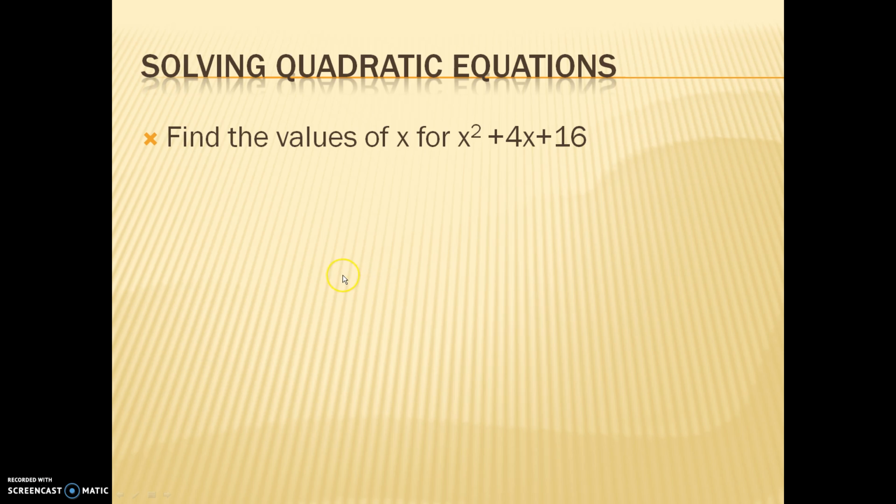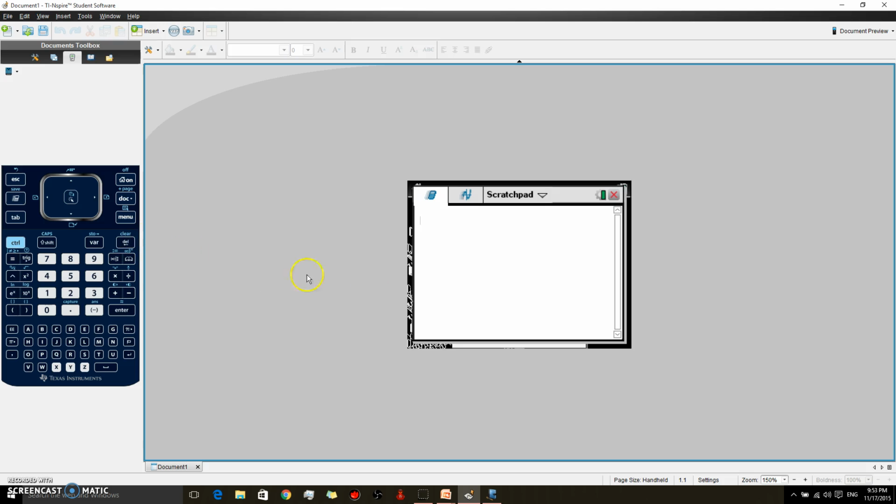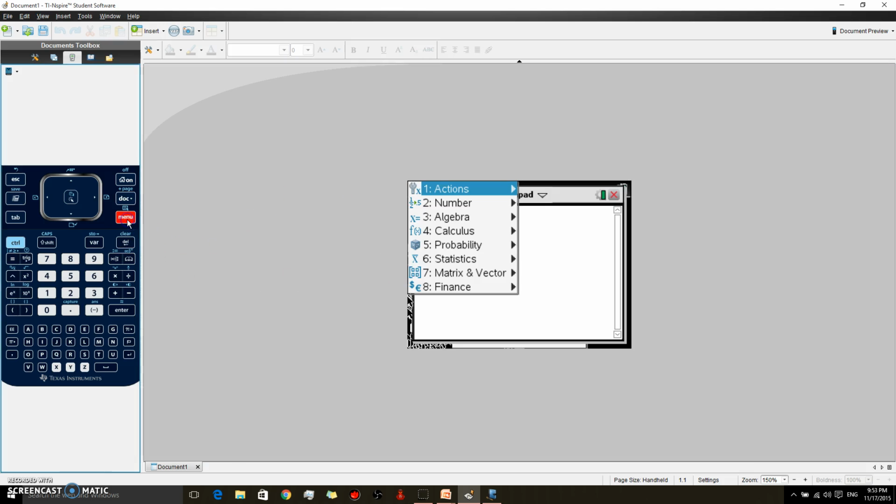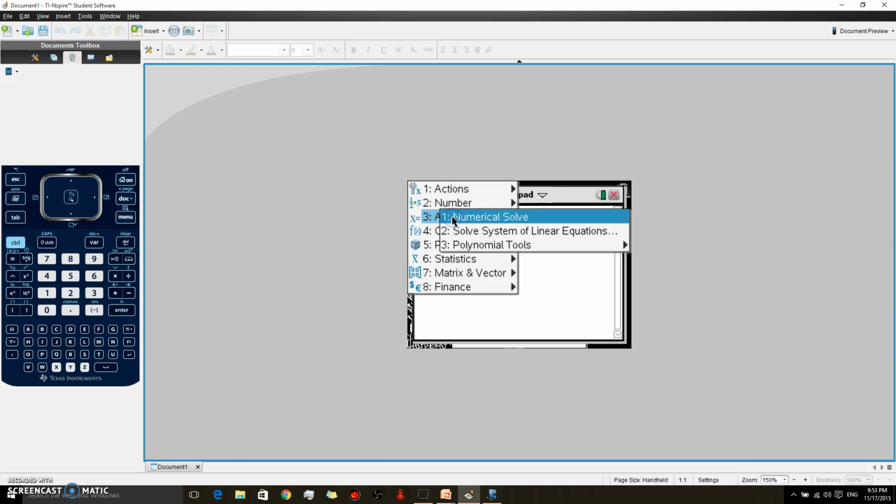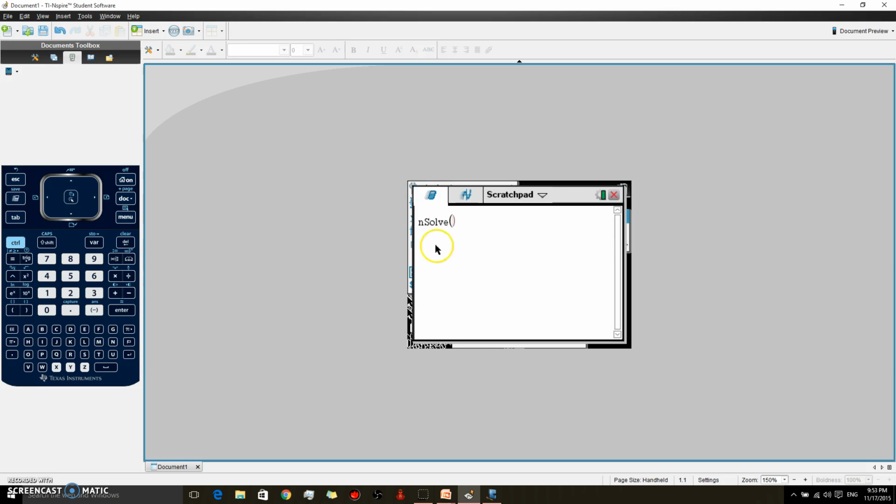Now let's move on to solving quadratic equations. So you want to find the value of x for x squared plus 4x plus 16. So head over to your calculator and click Menu, click Algebra, and click Numerical Solve. This one lets you solve. A numerical solve lets you input a quadratic equation and click Enter. And it'll give you the values of x.